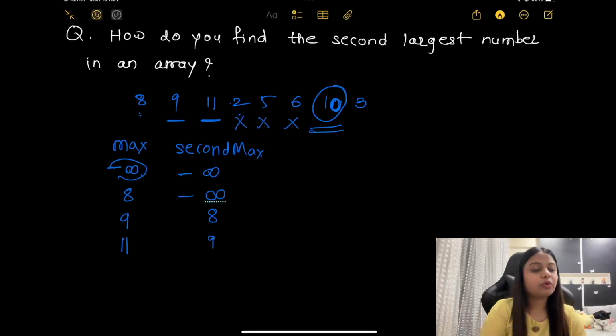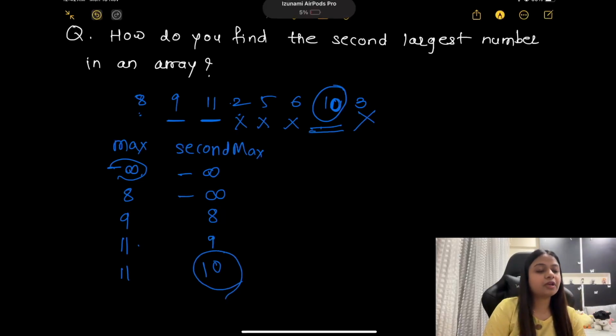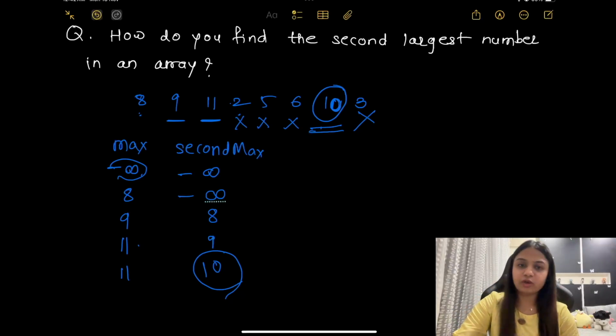Now, an interesting fact about this 10. 10 is not greater than max, right? But it is greater than second max. So after we check if it is greater than max or not, we need to check if it is greater than second max or not. So my max remains 11 and my second max becomes 10. Again, 3 is not greater than max or my second max. So I'll end the loop and I'll just return whatever value I have in my second max. Let's code this and get a visual idea of what we are talking about.